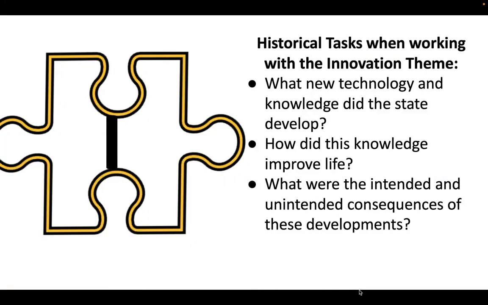The next piece is innovation. Now, innovation includes technology and scientific knowledge. So, the first thing we want to know is what was the new technology? What was the new scientific knowledge that states developed? In Forsyth County, we have all sorts of technology that people use to survive and prosper.